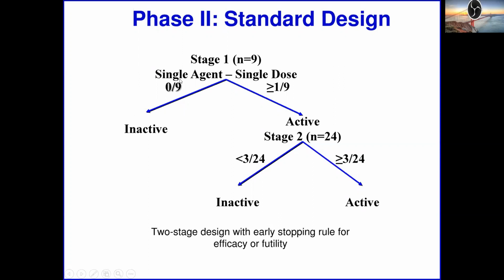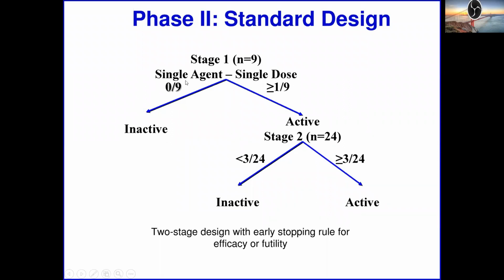If there is no response in a small group of patients, then we consider the drug inactive and we will not proceed further. On the other hand, if there is some response in a group of patients, then we'll recruit some more patients to complete the sample size, and then we'll evaluate whether the drug is active or not. For example, in this slide, out of 33 patients, 24 plus 9, we have evaluated a specific number like 9 patients.